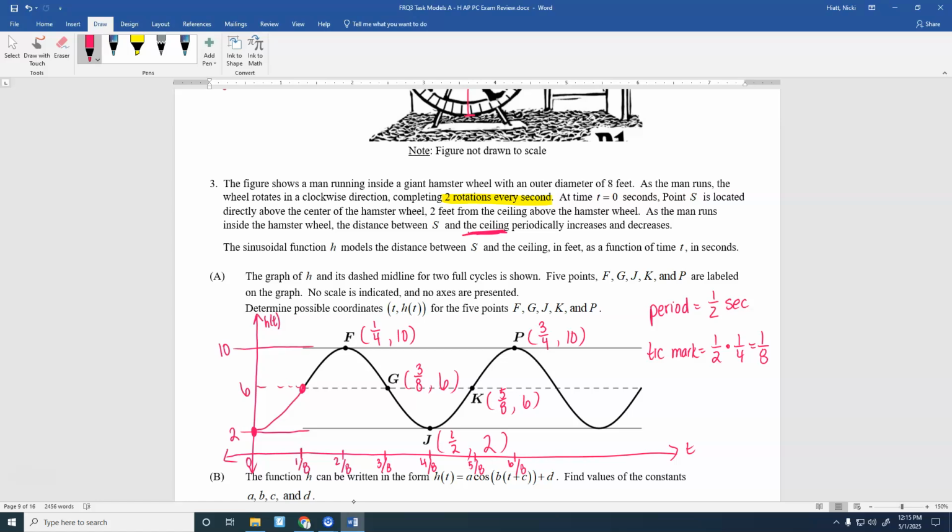Okay, everybody all right on that part? What questions do we have?